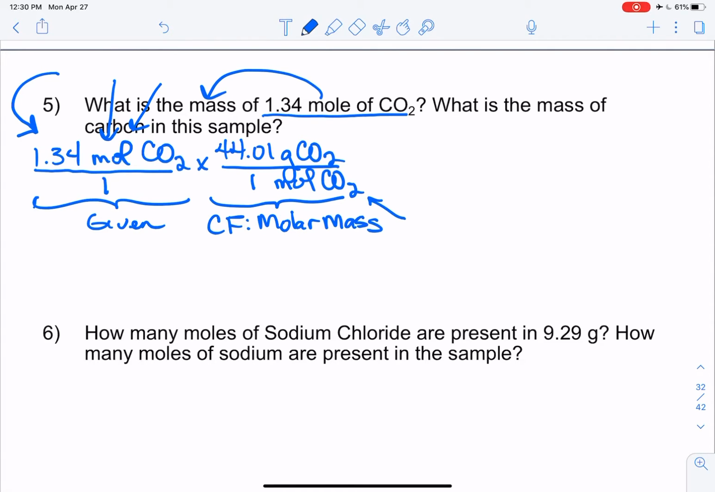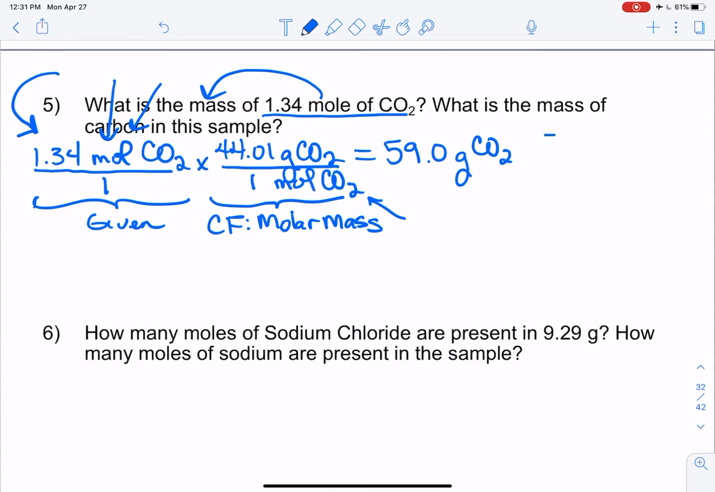So we see that we're in the units that we want to use. We're in grams of CO2. So we go ahead and do the math. And if we do correct significant digits, what we're going to end up with is 59.0 grams of carbon dioxide.